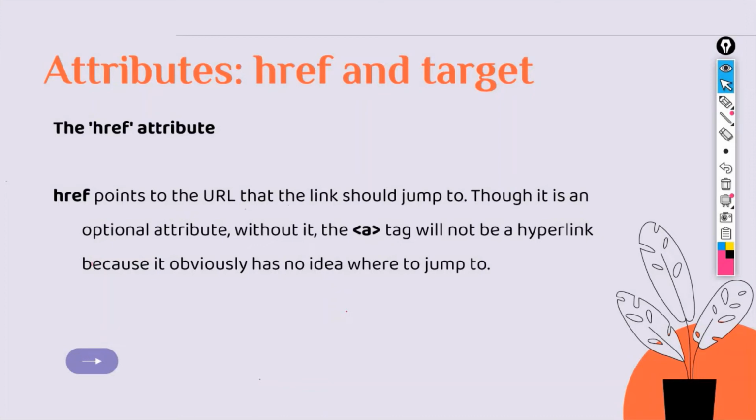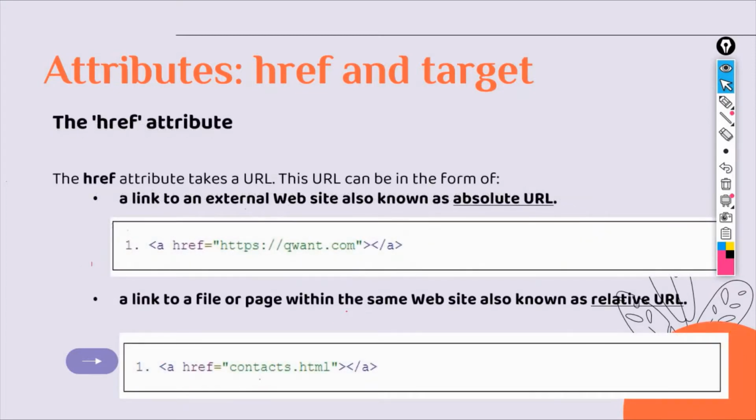Href and target attributes. The only attribute we have seen thus far in this lesson of hyperlinks is href. Href points to the URL that the link should jump to. Though it is an optional attribute, without it, the anchor tag will not be a hyperlink because it obviously has no idea where to jump to. So the href attribute takes a URL.